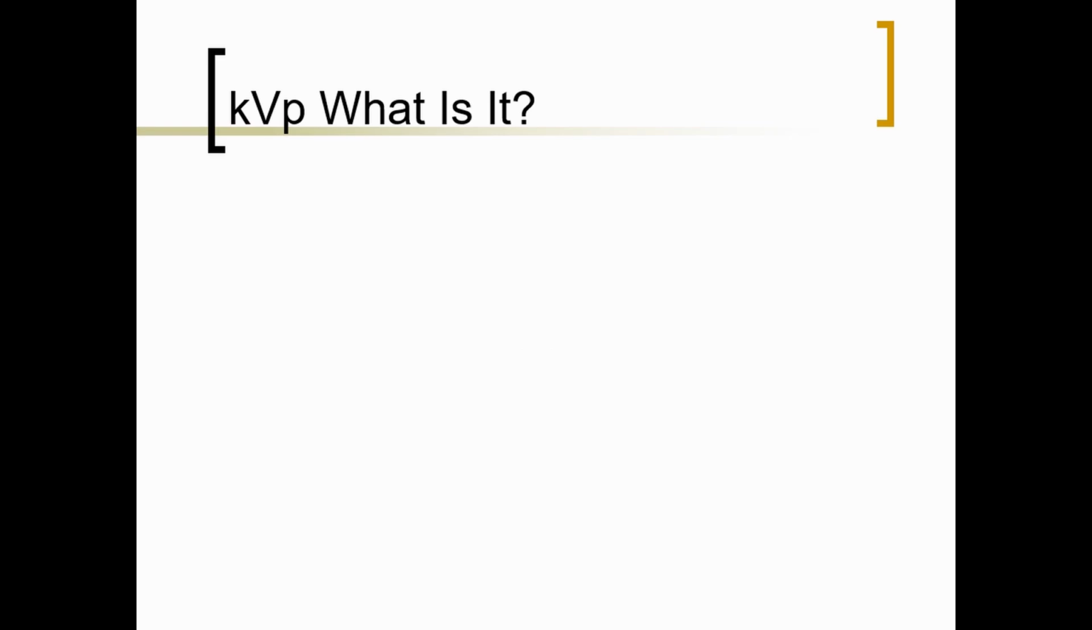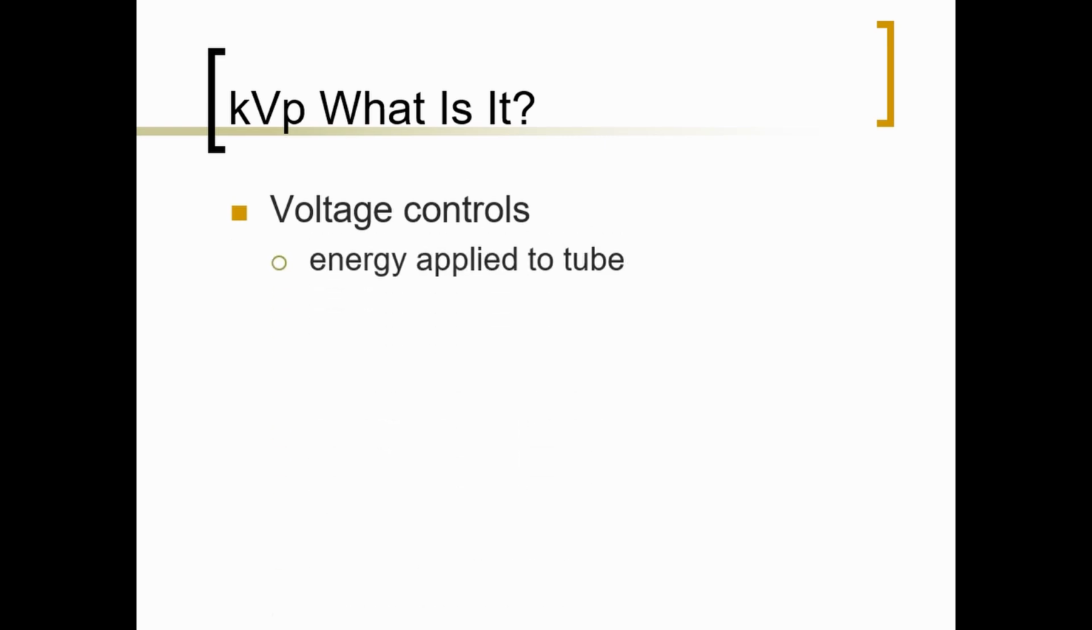The term KVP stands for kilovoltage peak. Voltage controls the energy applied across the X-ray tube during an exposure. This determines the energy imparted to the high-speed electrons that move from the cathode to the anode. When the electrons are decelerated by the target of the anode, their energy is converted to X-ray photons and heat. KVP controls the energy of the electrons and affects the penetrating power of the X-ray beam.